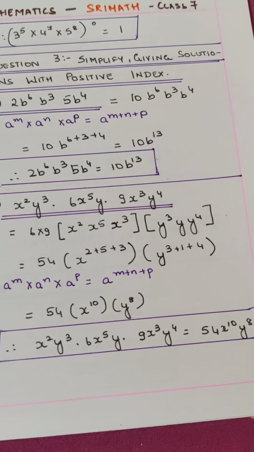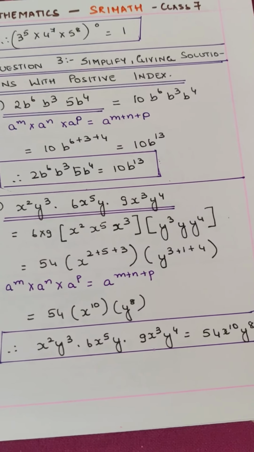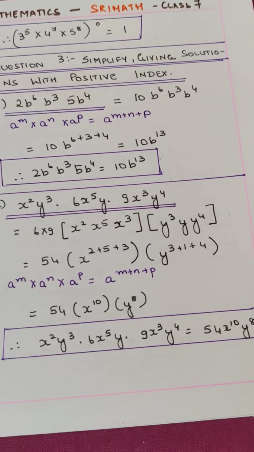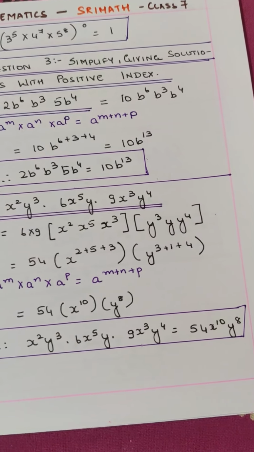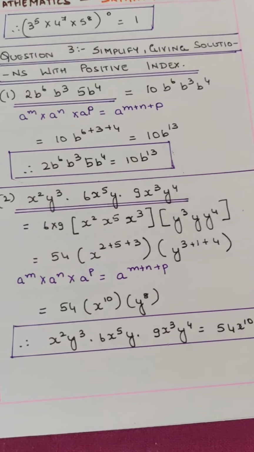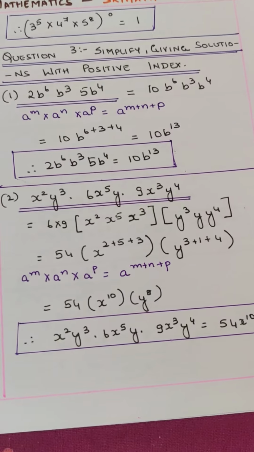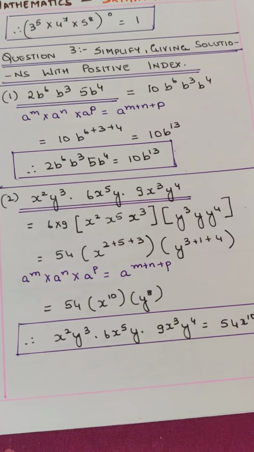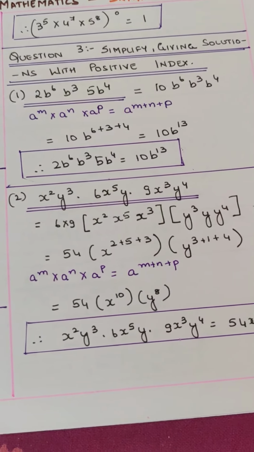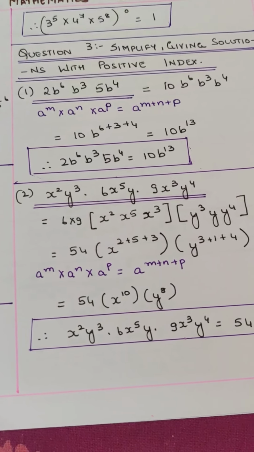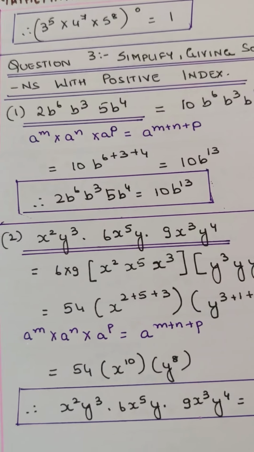Therefore x square y cube into 6x to the power of 5y into 9x cube y to the power of 4 is equal to 54 x to the power of 10 y to the power of 8. Just pausing for a few seconds for you to understand the simplification. Easy, two different bases, so use product law twice. You have the numerals 6 and 9, you multiply and get 54. Isn't it easy and simple? Yes.